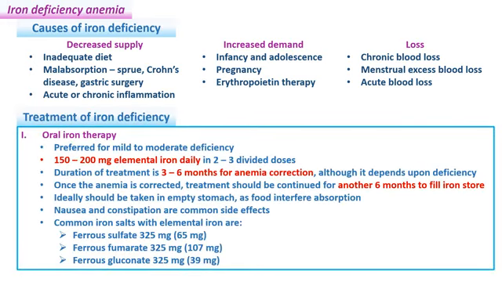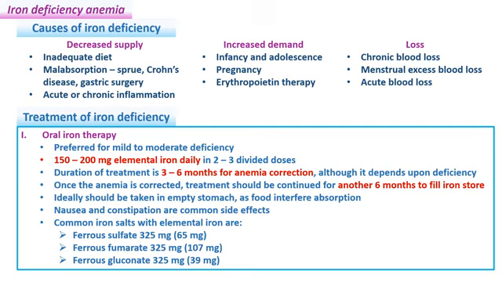Come to the treatment. Oral iron therapy. Under the heading of oral iron therapy, we can think about the following points. Preferred for mild to moderate deficiency, 150 to 200 milligram elemental iron daily in 2 to 3 divided doses. Duration of treatment 3 to 6 months for anemia correction, although it depends upon deficiency. Once the anemia is corrected, treatment should be continued for another 6 months to fill up the iron store.